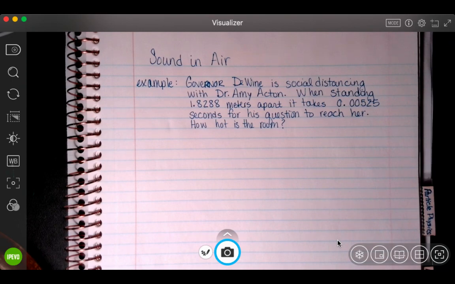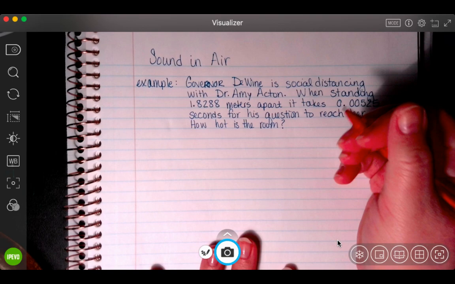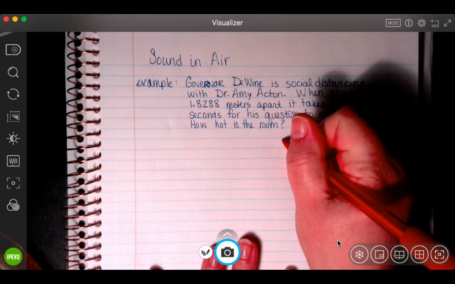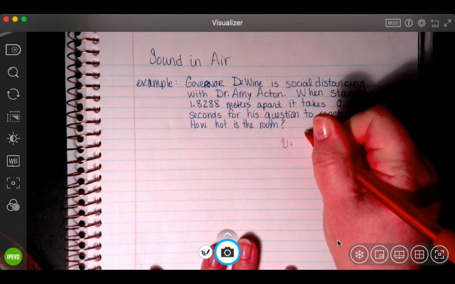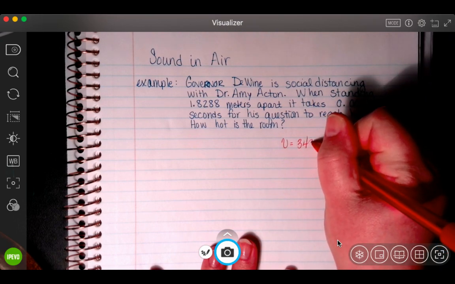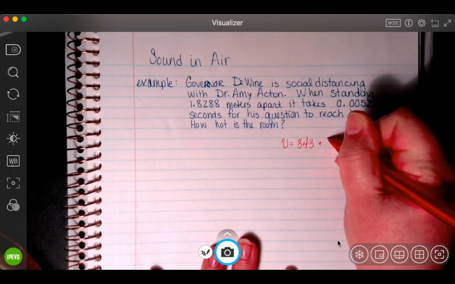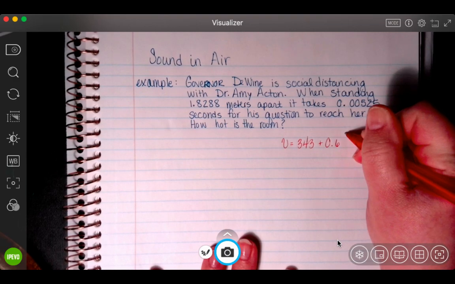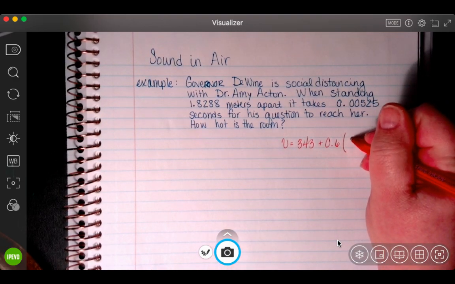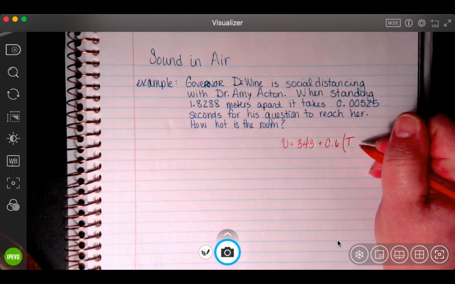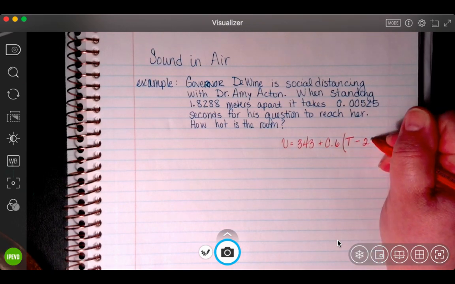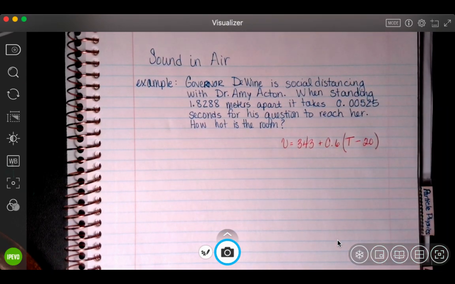The question is, how hot is the room? Alrighty dighty. So obviously, when we're trying to find how hot is the room, we're going to want to use our equation for the velocity of sound in air as being 343 meters per second plus 0.6 meters per second per degree Celsius times the temperature minus 20 degrees Celsius.